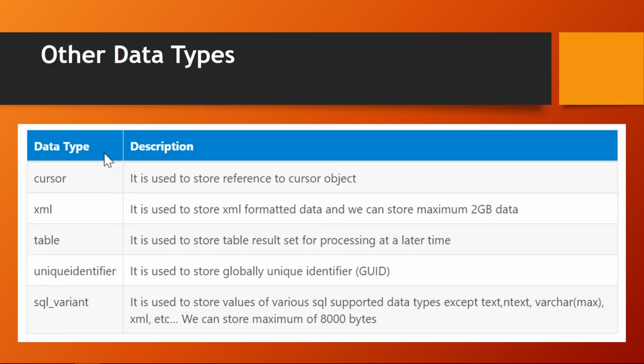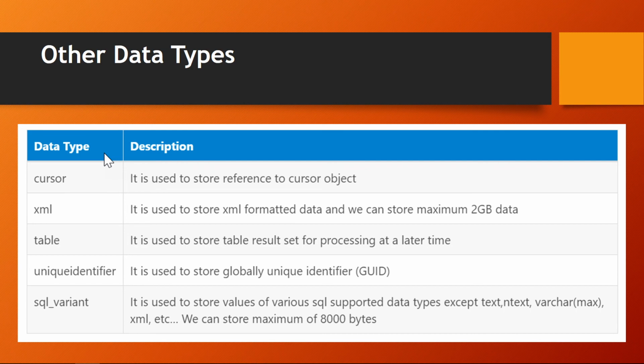Next, other data types. I consider this one miscellaneous data types. If you choose cursor, it is used to store a reference to cursor objects. XML is used to store extensible markup language formatted data, and we can store a maximum of 2 gigabytes per data. Table is used to store a table result set for processing at a later time.